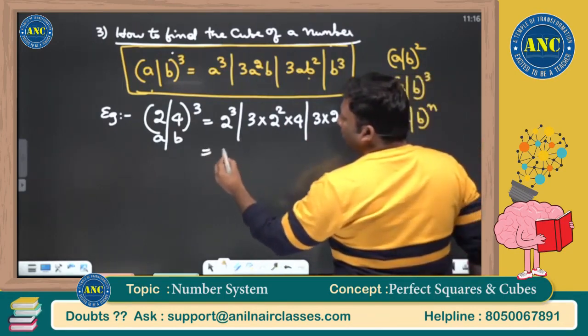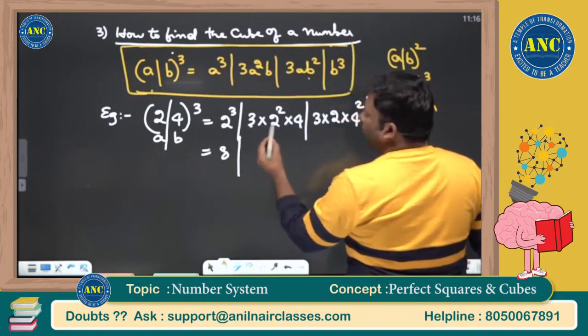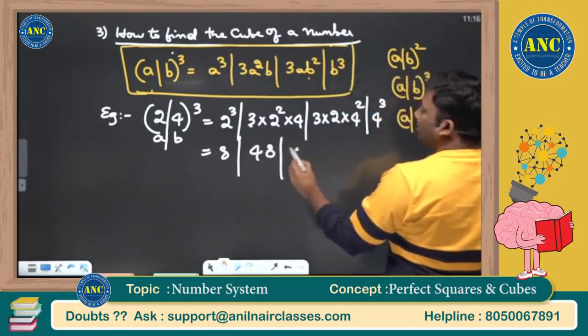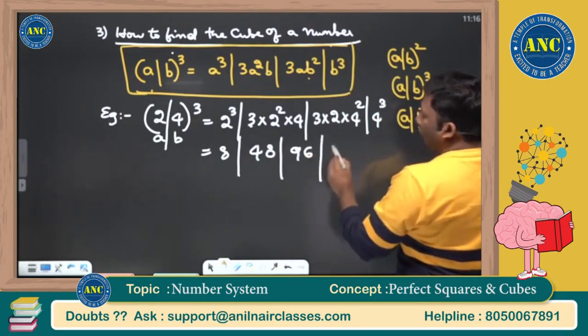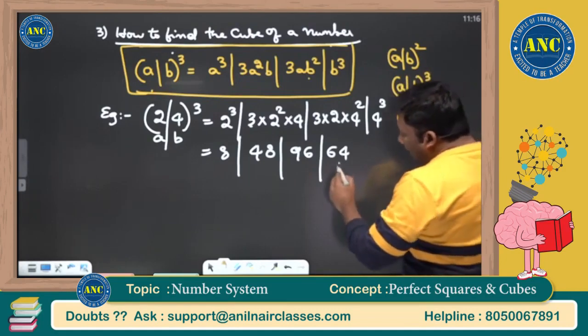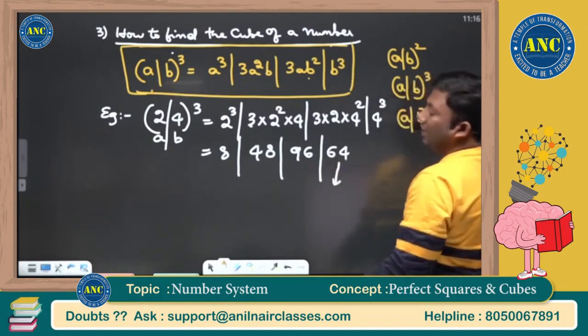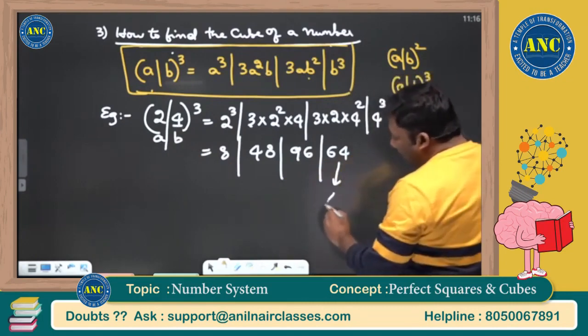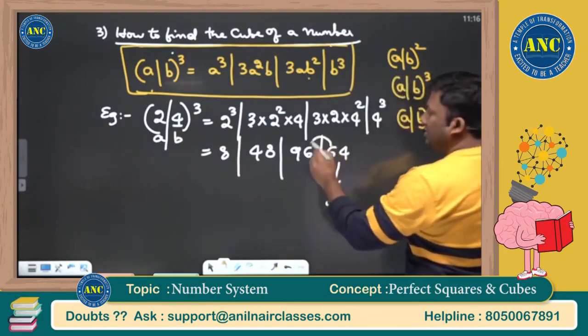2 cube is nothing but 8. 3 4s are 12, 12 4s are 48. 3 2s are 6, 6 16s are 96. 4 cube is 64. I hope it is clear. Only write down the unit digit. Why am I writing the unit digit? Because B is taking only one digit. Write down 4. 6 is carried.